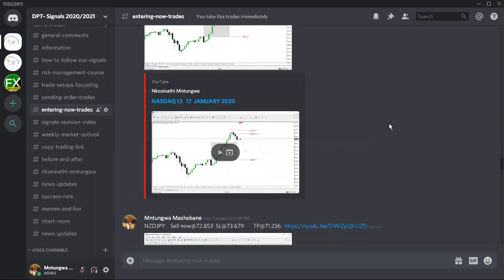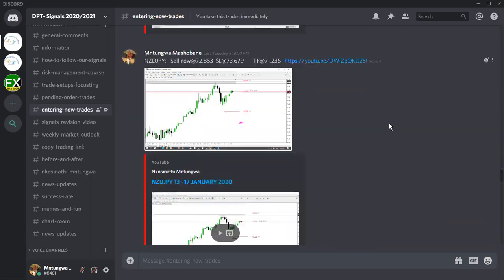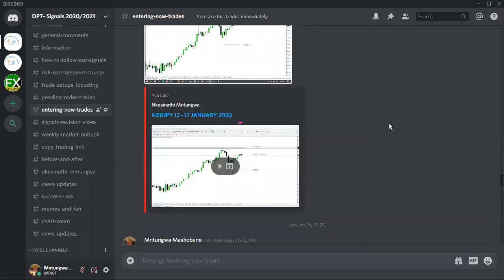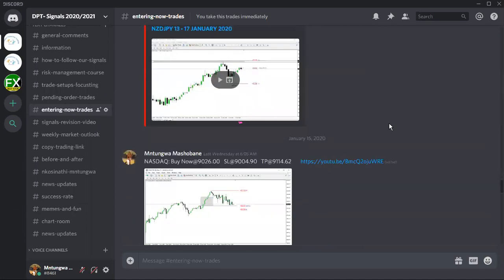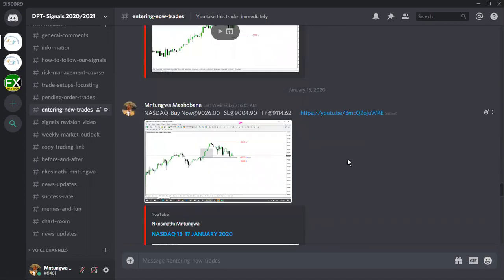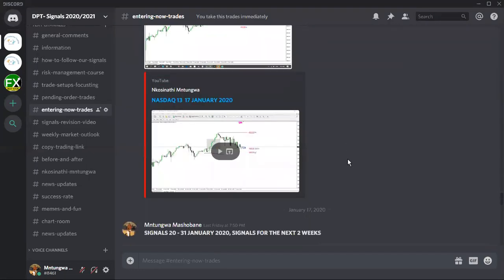If you look carefully, you'll see that's how I write on my group when I send signals. Let me quickly highlight so you can see below this. It says signals 20 to 31 of January 2020, signals for the next 2 weeks. As from tomorrow, they've got signals below these bold lines here. So for you to view what is happening below these bold lines, you need to be part of our signal group.